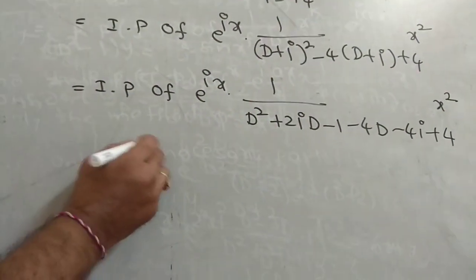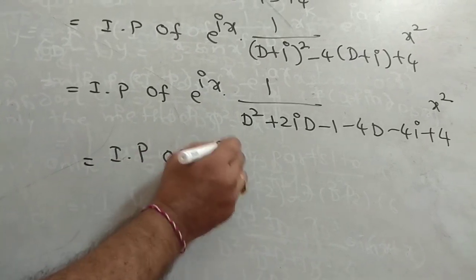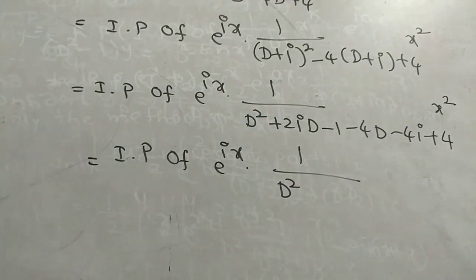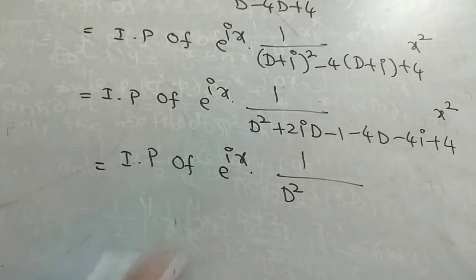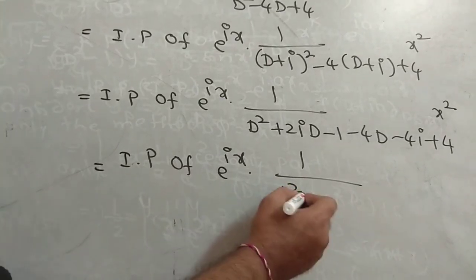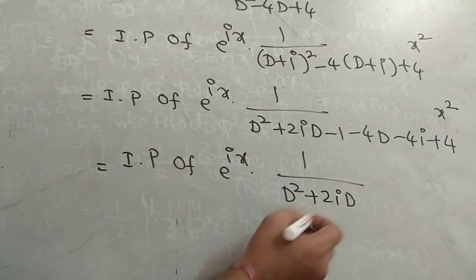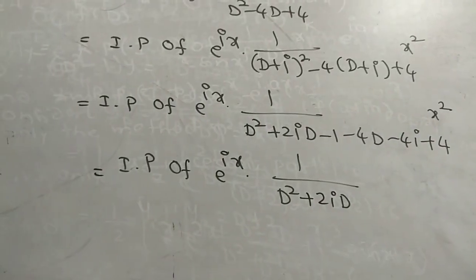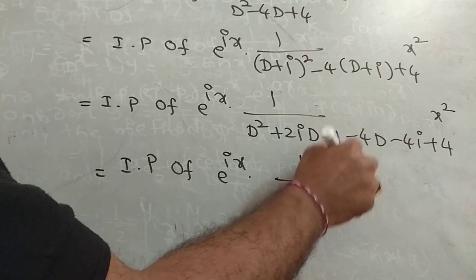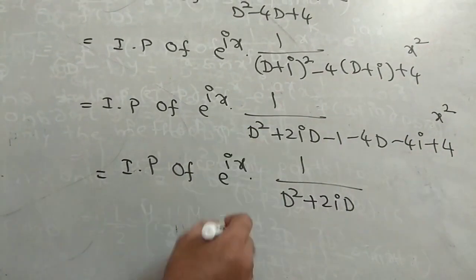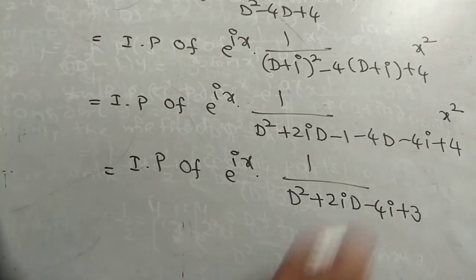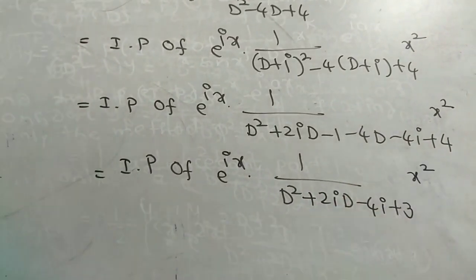Just to do the simplification, imaginary part of e power ix, 1 divided by D square as it is, 2iD is there and there it is minus 4i. Better you write the same as it is, plus 2iD, and I think there are no cancellations, so directly minus 1 and plus 4 is there, so it becomes plus 3. So minus 4i, it is plus 3. This is of x square.